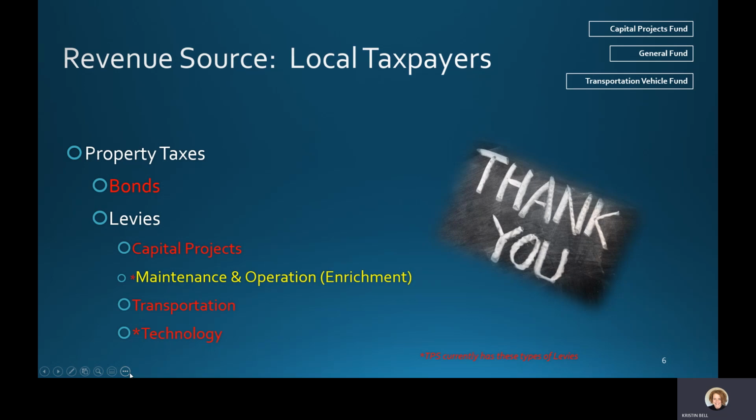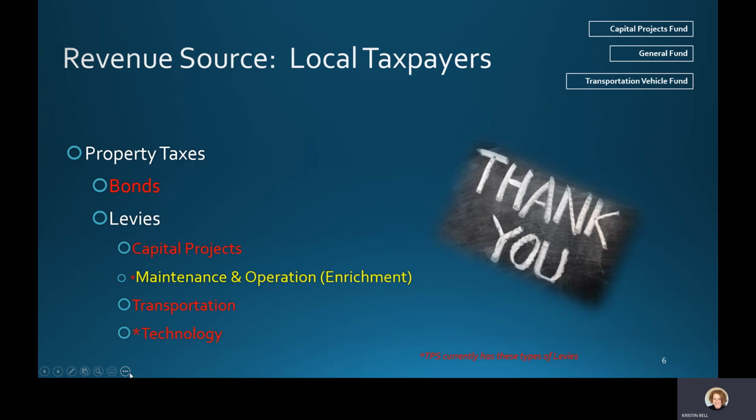And your levies, there are 4 types of levies you see there down below. Depending on what type of levy the district goes out for and what the voters approve, there would be natural expectations around those dollars based on the type of levy we have. So if it's a capital projects, transportation, or technology levy, those would be red in that, again, the district has to abide by what they promise the voter. And then the maintenance and operation levy is yellow in that if passed, it needs to be used on enrichment. But again, what type of enrichment is up to the district.